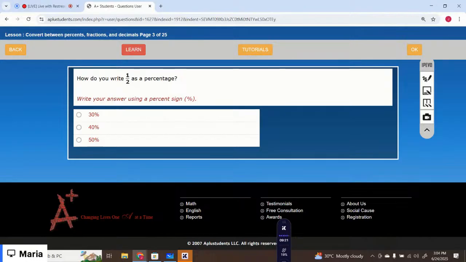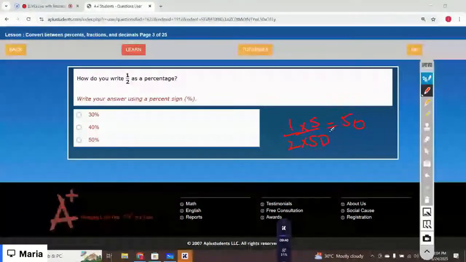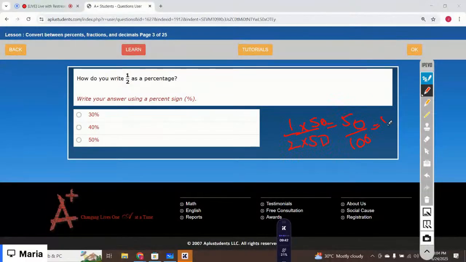How to write 1/2 as a percentage? For 1/2, we have to make the denominator equal to 100. That is 2 times 50 is 100, so you have to do 1 times 50. That is 50 over 100, which equals 50%. The correct option is 50%.